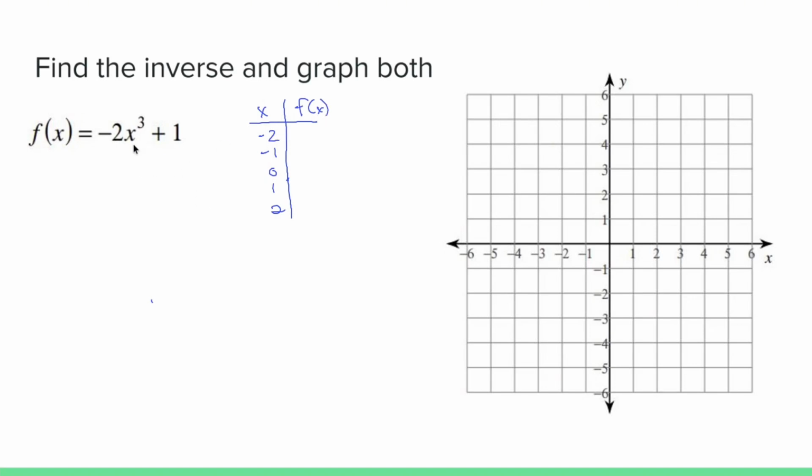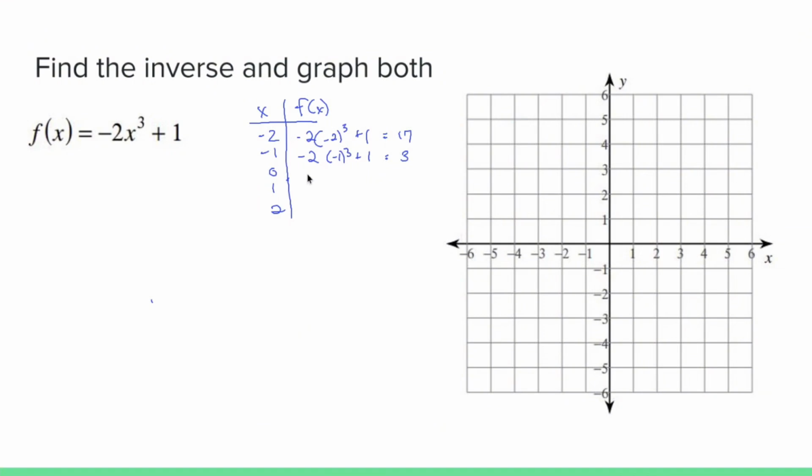If I plug in -2, that's going to be -2 times -2 cubed. So let me do that work over here. Big number plus 1. So that's going to be 17. So we can't even graph that. Let's plug in -1. -2 times -1 cubed plus 1 is going to be -2 times -1, which is +2, and 2 plus 1 is 3, so that's manageable.